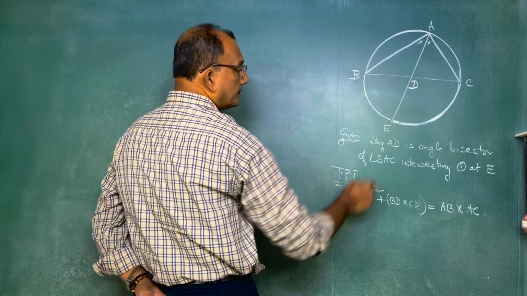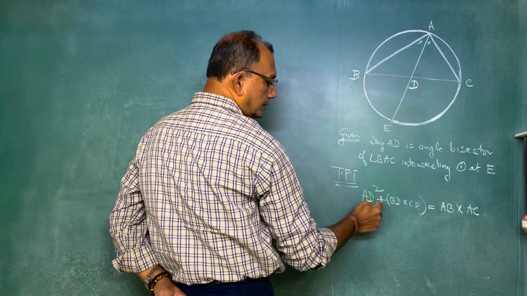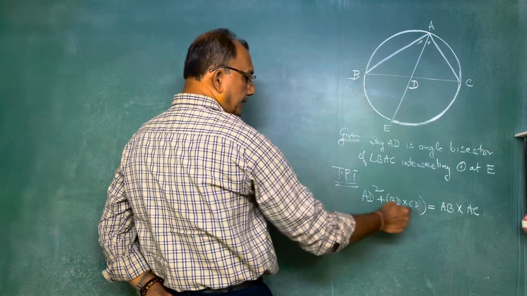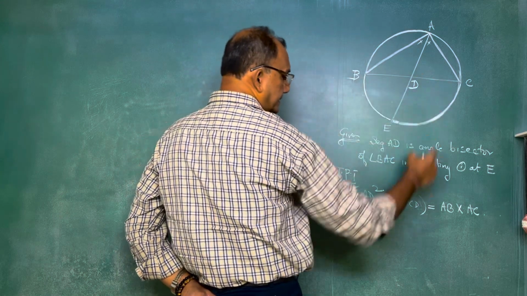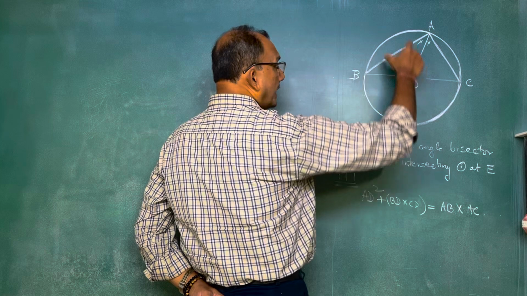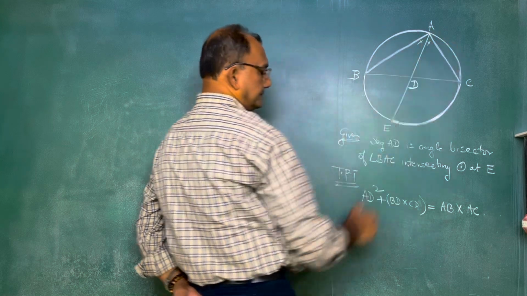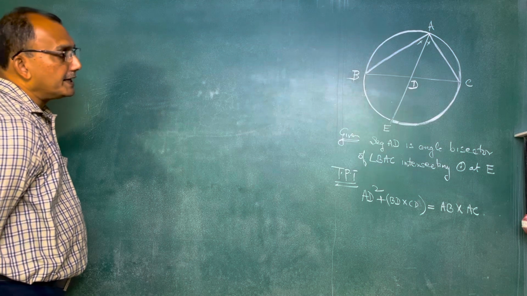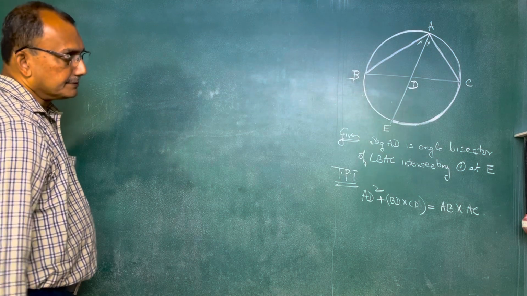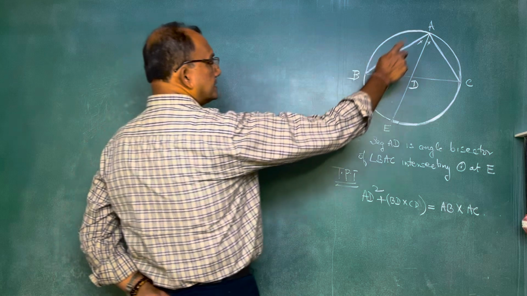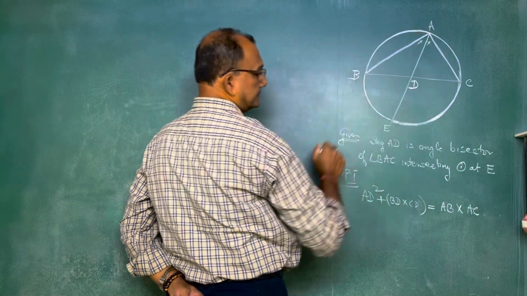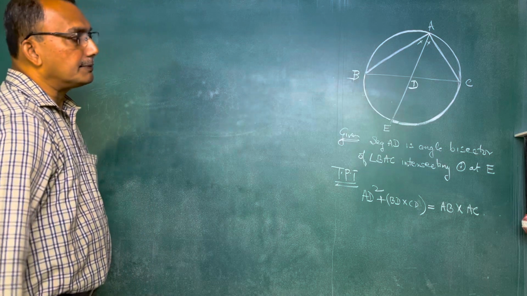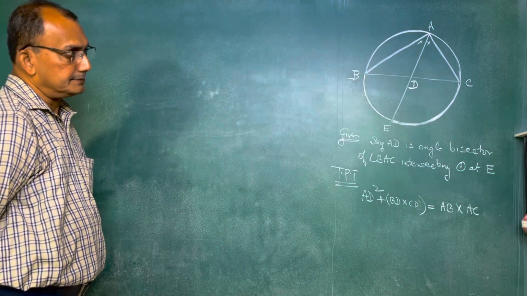We have to prove AD square plus, in the bracket, BD into DC is equal to AB multiplied by AC. If you look at this particular problem, what is given? One important information is that AD is a bisector. So you should understand we have to apply angle bisector property of similarity.